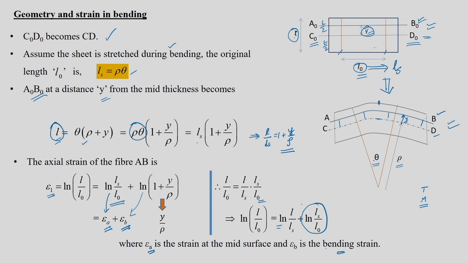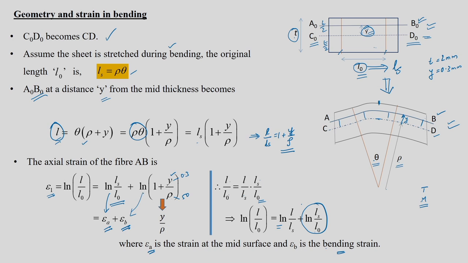So, this ln of 1 plus y by rho can be approximated to y by rho. Why? Because this y is going to be pretty small. We say this is t by 2, and y is going to be less than t by 2. Suppose the thickness is 2 mm, then y could be only about 0.3 mm. And this rho, the radius of curvature on which you are bending the sheet, could be about 50 mm. So you can imagine 0.3 mm and 50 mm, and then calculate ln of 1 plus y by rho, it will be almost the same as y by rho.